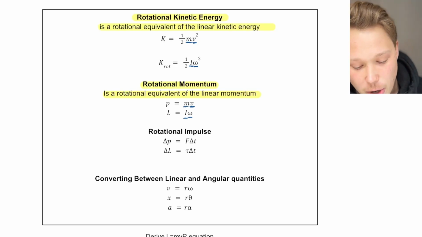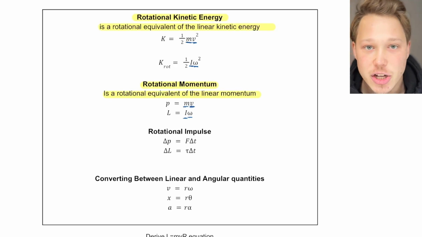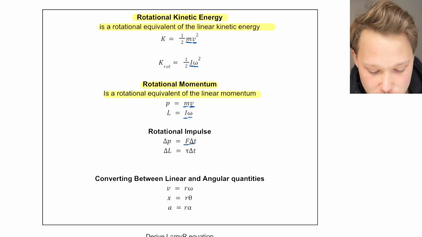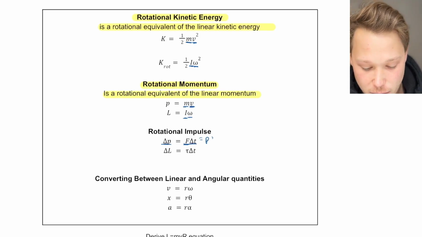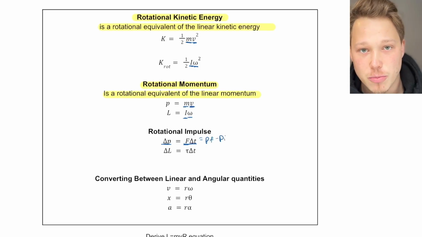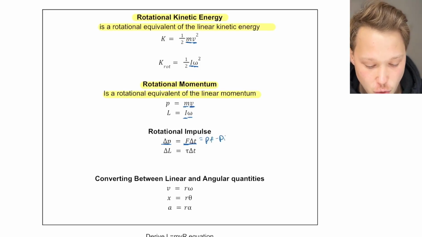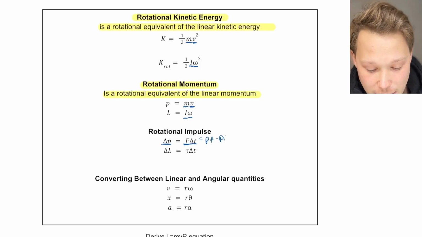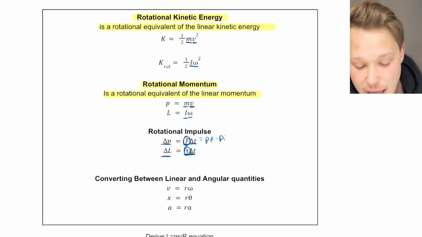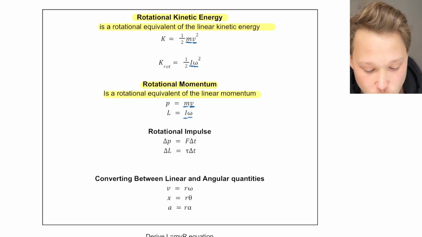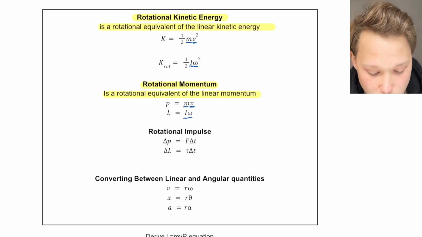Then remember, when we were talking about momentum, we were saying that if you apply an external force over some unit of time, you can actually change momentum. So you can make the object move faster or slower. Therefore, the rotational equivalent of force is torque. So if you apply some kind of torque, you can change the angular momentum as well. So we have a rotational impulse as well.